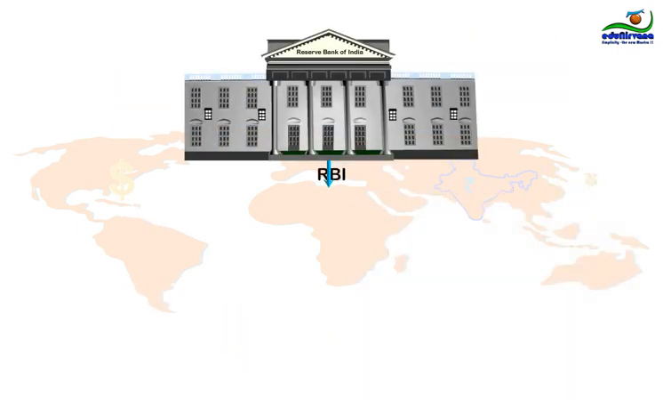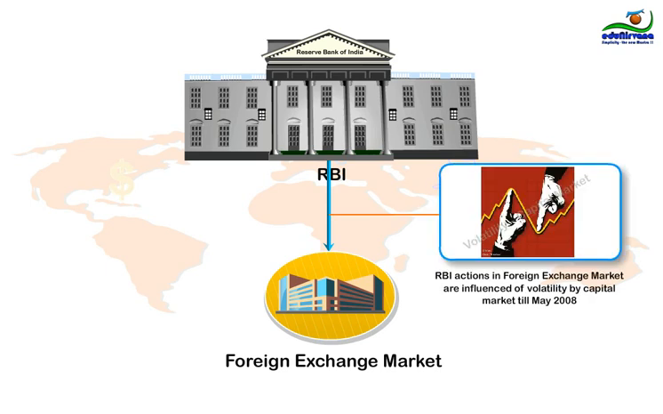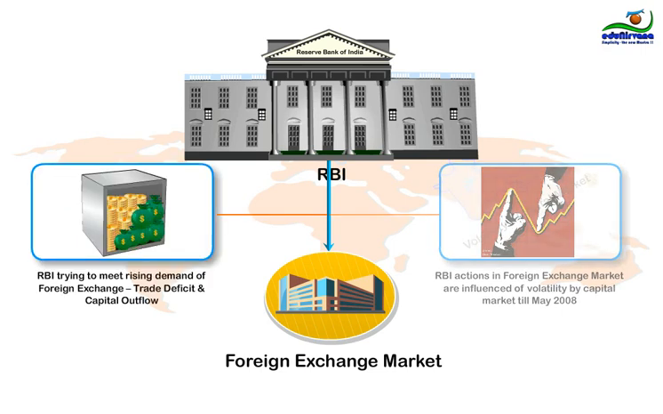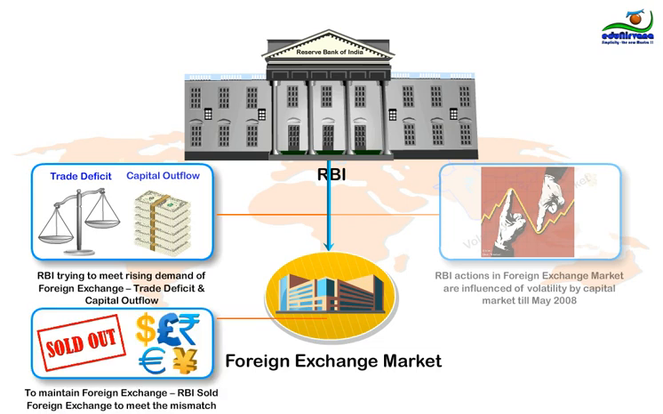The Reserve Bank's actions in the foreign exchange markets, which were guided by the influence of large volatility created by capital inflows till May 2008, shifted to meet the rising demand for foreign exchange on account of the widening trade deficit and capital outflows in the subsequent period. Consistent with its policy objective of maintaining orderly conditions in the foreign exchange market, the Reserve Bank sold foreign exchange to meet the mismatch in the market.